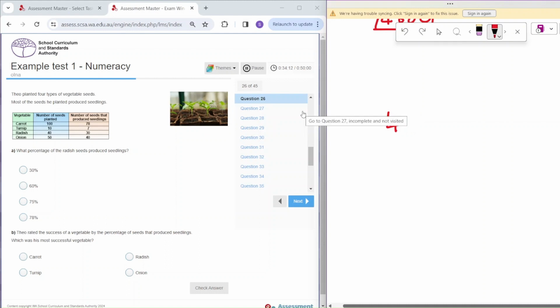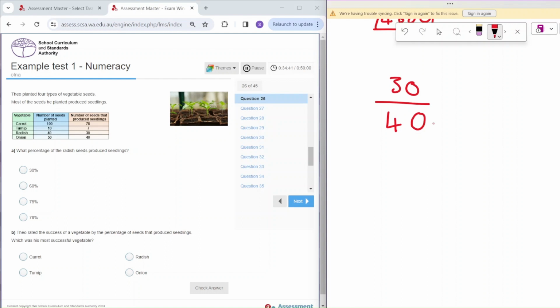That's not a very nice 0. Let's make a better 0. Lovely. Out of the 40 that were planted, 30 produced seedlings. Number of seeds that produce seedlings, 30. So what we could say is 30 out of 40 produced seedlings. Like if you got 30 out of 40 on a test, you do 30 over 40.